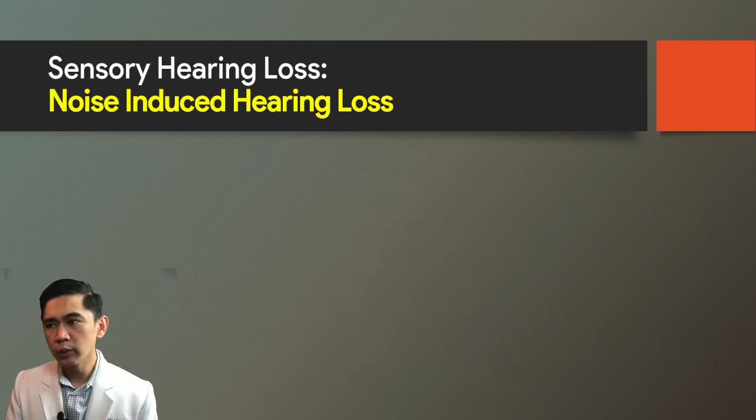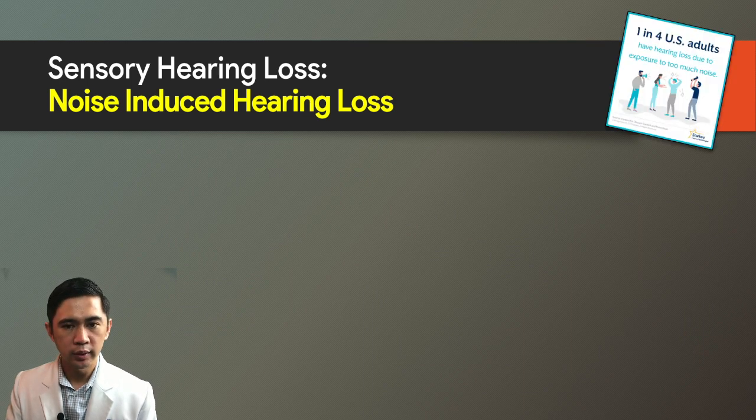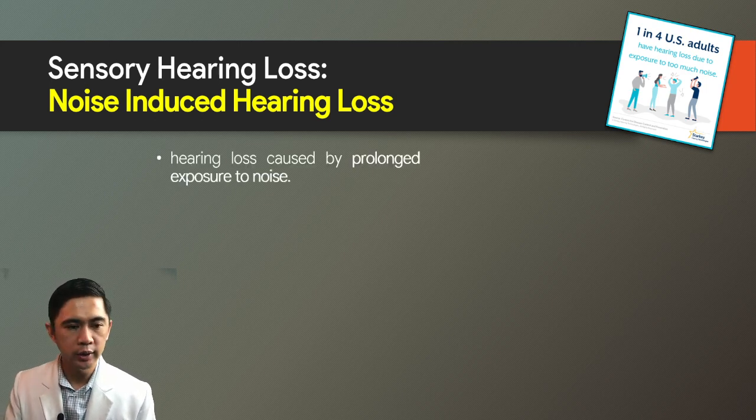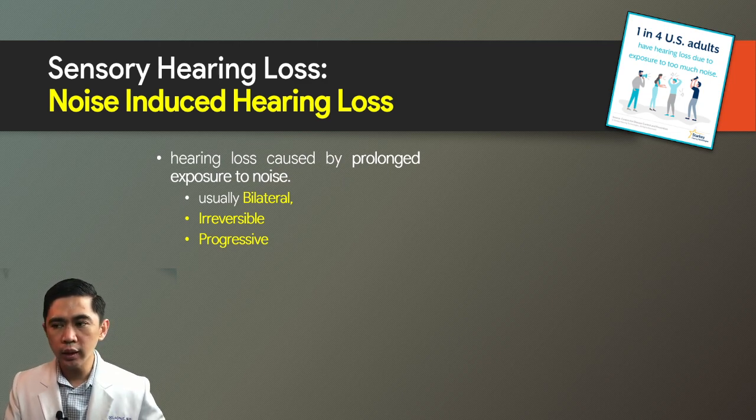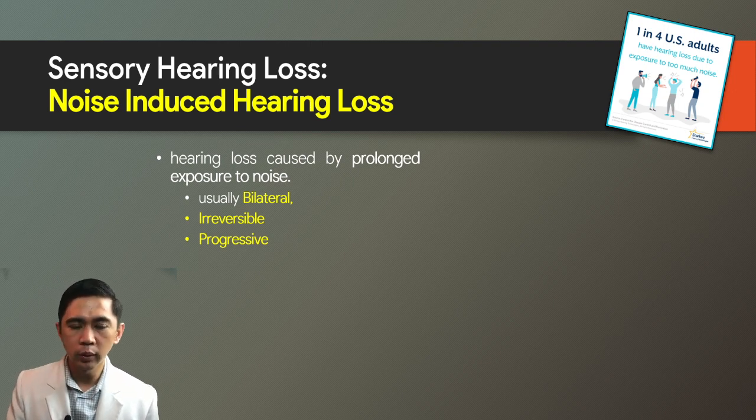Now we go to noise-induced hearing loss. 1 in 4 of US adults will have hearing loss due to exposure to much noise. Noise-induced hearing loss, or NIHL, is a hearing loss caused by prolonged exposure to noise. This is usually bilateral, irreversible, and progressive. It means that once your ear is exposed to loud sounds early in your life, you'll still carry the risk cumulatively as you grow old.